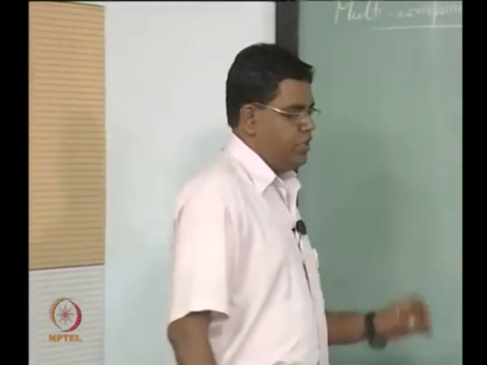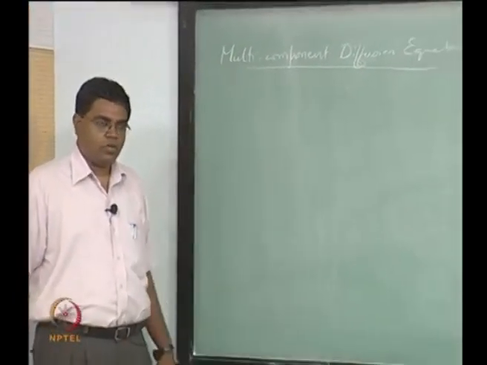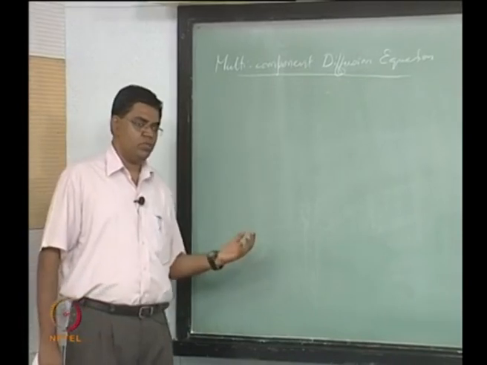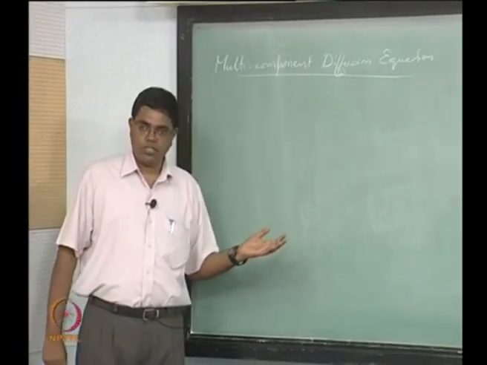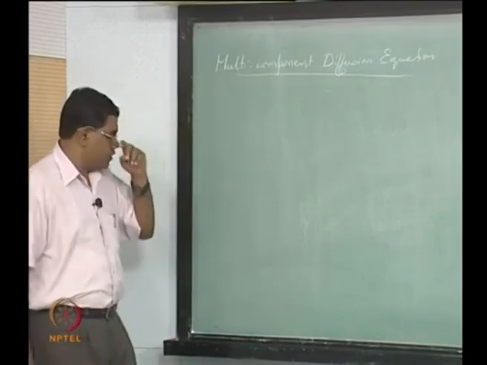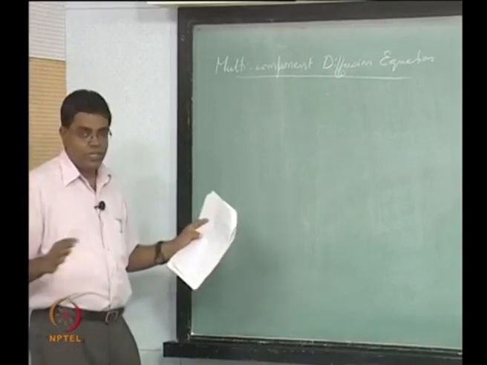So we need to actually look at this multi-component diffusion equation. That means we need to look for something that is a substitute for Fick's law, which was applicable only to a binary mixture. So we need to know what to do for a truly multi-component system. Let's now just write out this equation.